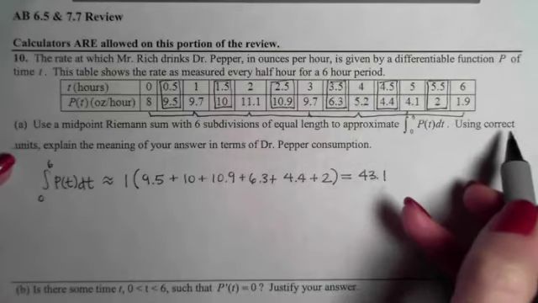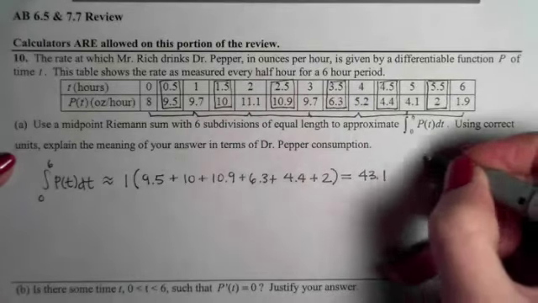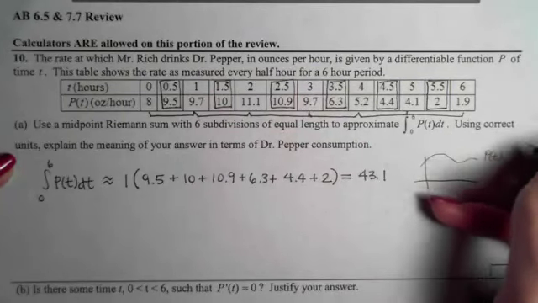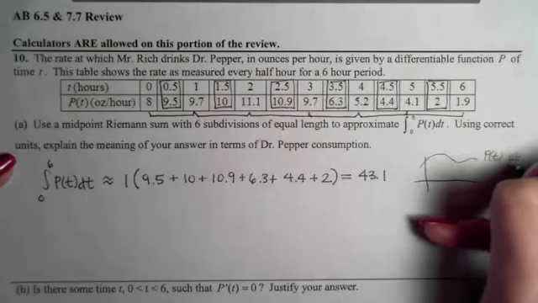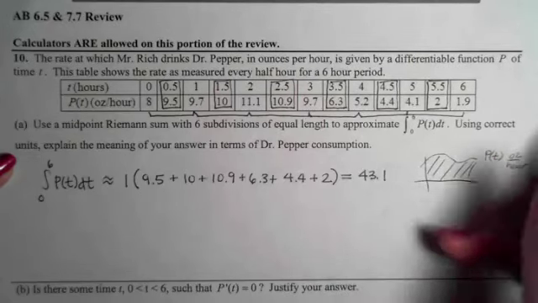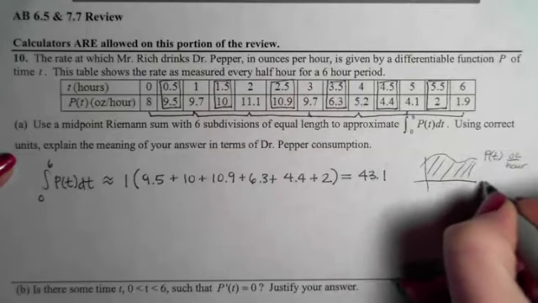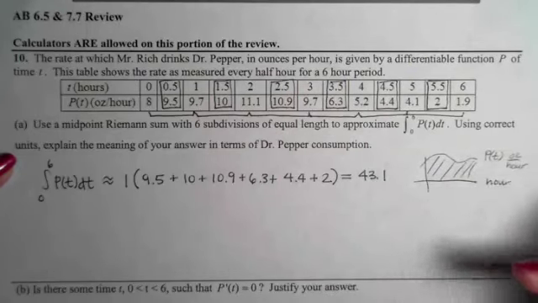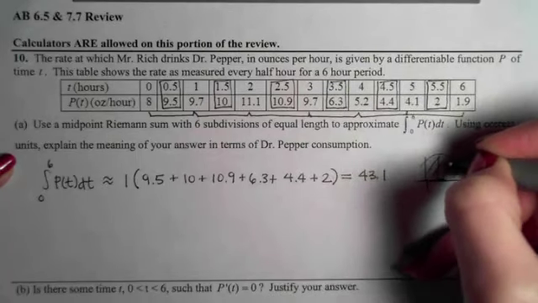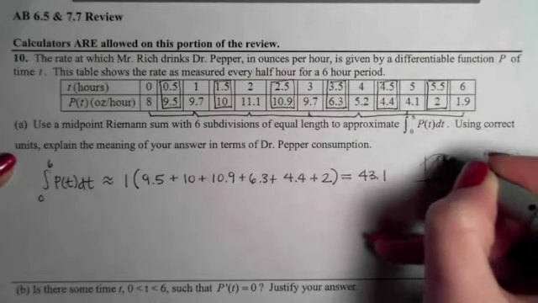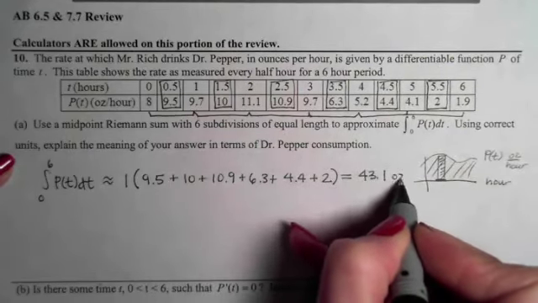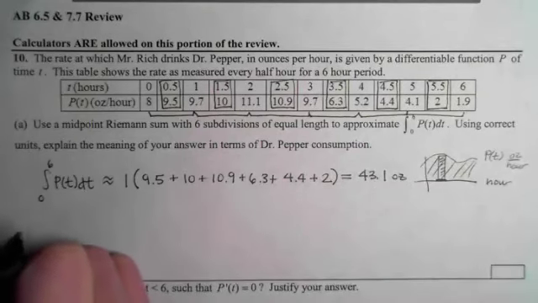Now, using correct units, we want to explain the meaning. So let's think about what we just did. We had this P of T, which was measured in ounces per hour, and we were accumulating under it. And the inputs were measured in time or hours. So we essentially had time units times ounces per hour units, which meant the hours will cancel and we'll get ounces. So what this means is that Mr.